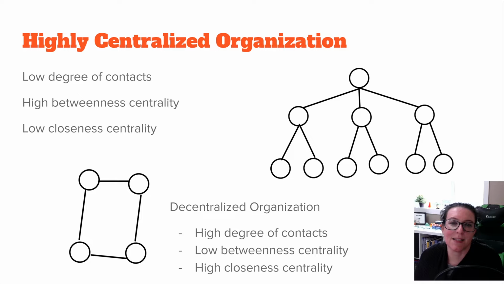How many contacts does an individual within the organization have? How many people do you have to go between to contact or send information to someone else? How many people are you in contact with? How long is the path to get to one person or another?